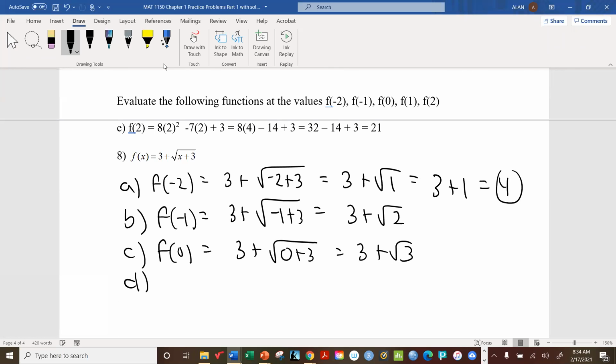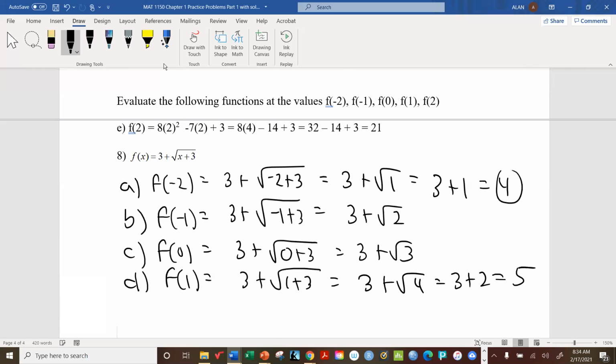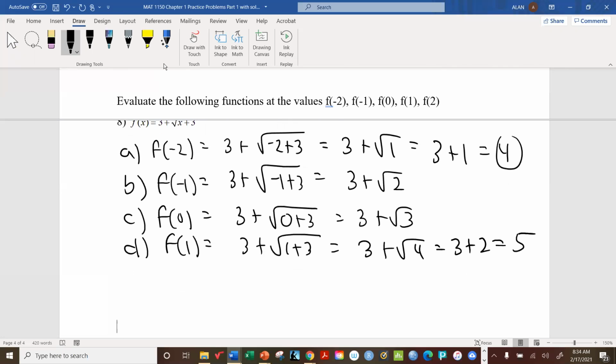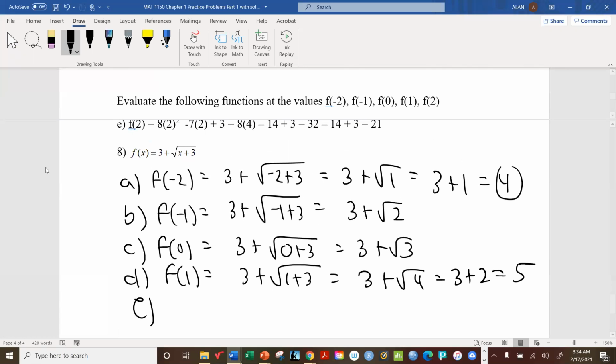D, f of 1, is 3 plus radical, oh, here we go. This one we can do something with. Because, of course, radical 4 is just 2. That's 5. Okay, and then finally we have E, f of 2 is 3 plus radical 2 plus 3. This one we can't simplify anymore. It's just 3 plus radical 5.